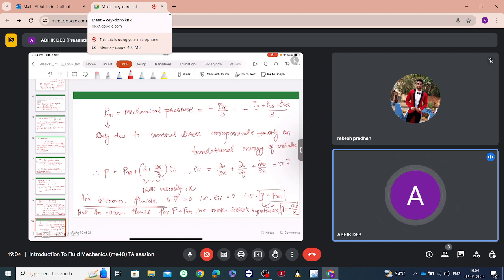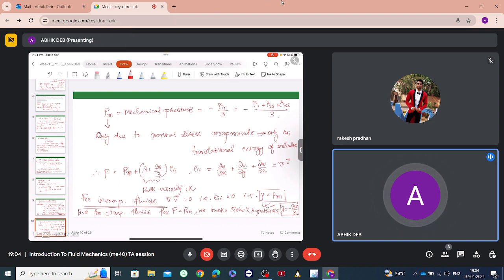So when lambda is equal to minus 2 mu by 3, this term becomes 0 and P becomes equal to Pm. So for incompressible fluids, P equals Pm by default, that is the thermodynamic pressure becomes equal to the mechanical pressure. But for compressible fluids, for the thermodynamic pressure to be made equal to the mechanical pressure, we invoke this Stokes hypothesis, that is lambda is equal to minus 2 mu by 3, and by incorporating this into the Cauchy's equation throughout, if we solve it, we will reach the Navier-Stokes equation in its most general form.